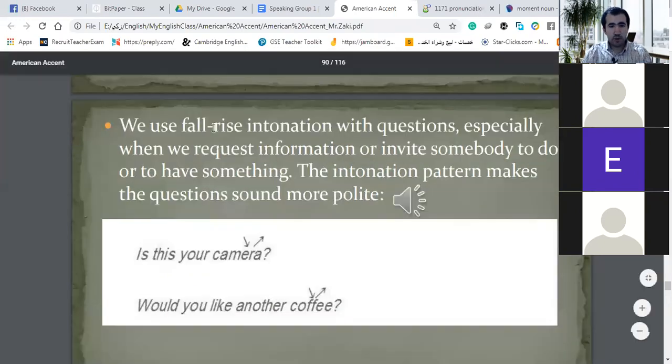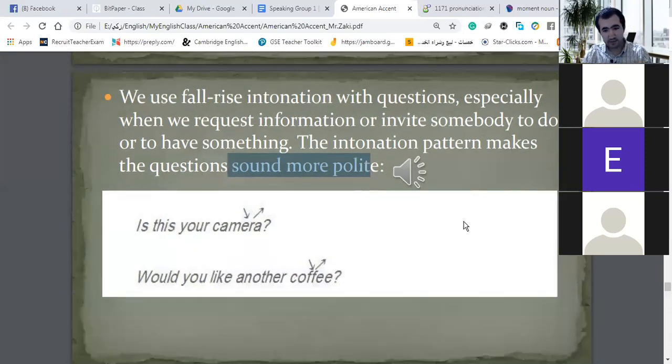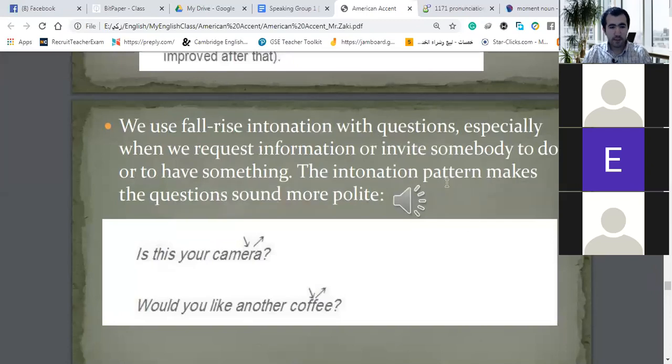We use full rise intonation with questions, especially when we request information or invite somebody to do something or to have something. The intonation pattern makes the question sound more polite. Is this your camera? Would you like another coffee? All right, very good.